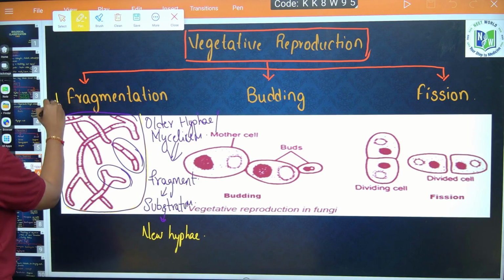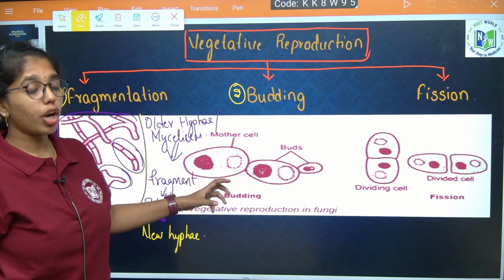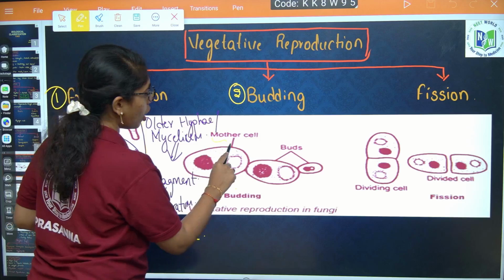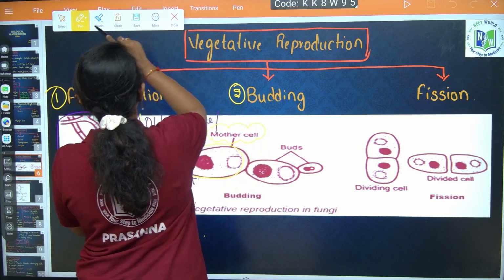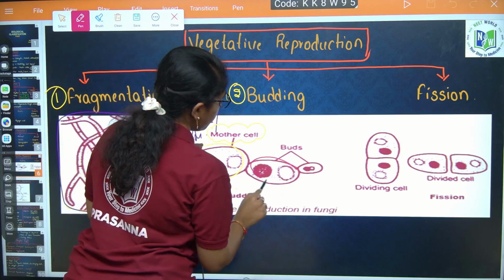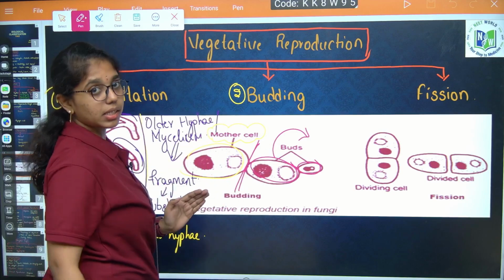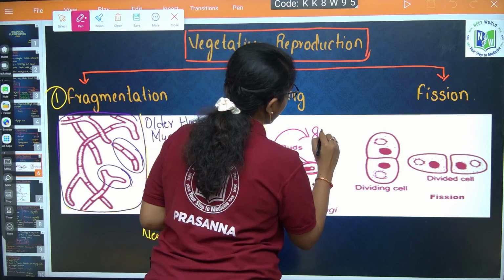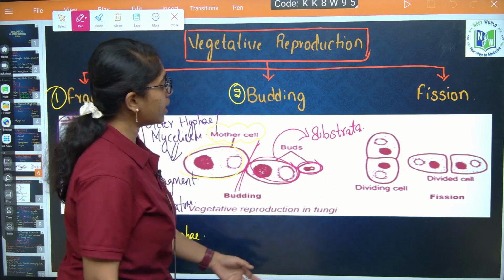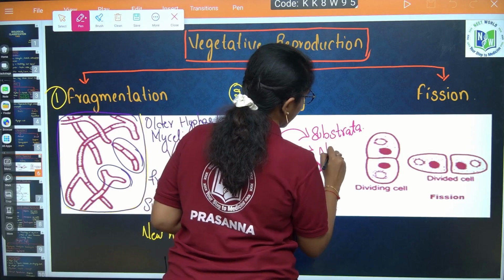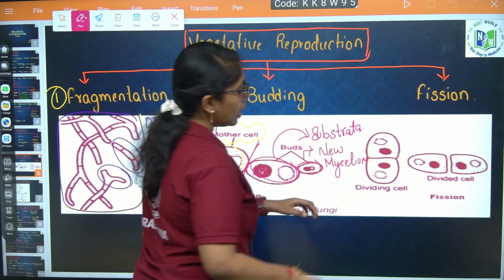The next type of vegetative reproduction is budding. On a matured mycelium, which we call the mother cell, buds are formed. These buds disintegrate from the mother cell and fall on a suitable substrata. Under favorable conditions, they will develop into a new mycelium. Clear? Fine.